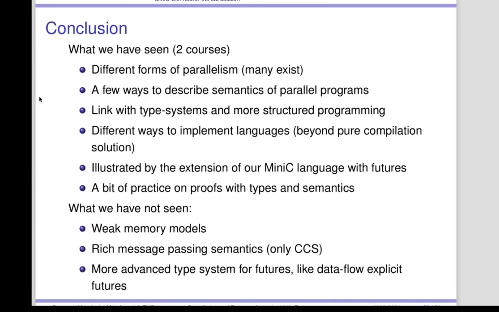Weak memory models give semantics, if you want, or properties to the fact that generally when you access memory nowadays, you don't access a central memory, but you access a cache that might not be up to date relative to the other threads. We didn't see rich message passing semantics. We've just seen CCS as a message passing semantics, and it's the simplest. And we haven't seen any richer type system for futures or for creating tasks and plenty of things, including things that I've done in my research, like data flow explicit futures. And that was, of course, not mentioned. It would have been a bit too far for the time we have.